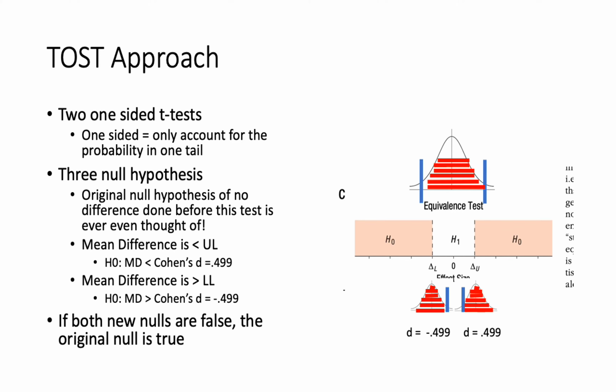Okay? And that's basically how it works. You run one t-test, seeing if your mean difference is significantly different than the mean difference predicted from a Cohen's d of 0.499. And we do another t-test to see if our mean difference is significantly different than the mean difference predicted from a Cohen's d of negative 0.499. That is it. If both of these tests are significant, then we say that our TOST test is also significant. And if our TOST test is significant, then we're able to say our two means are the same. And that's how the test works.